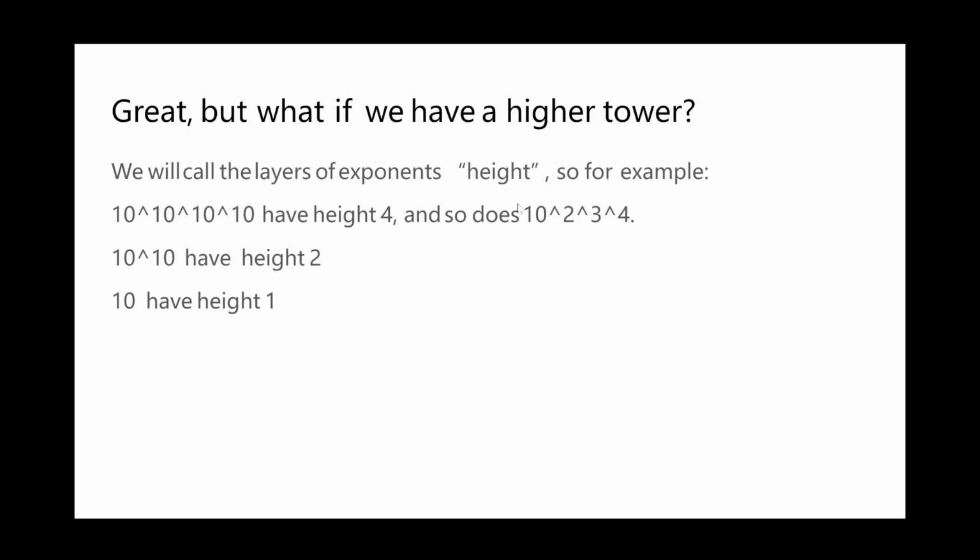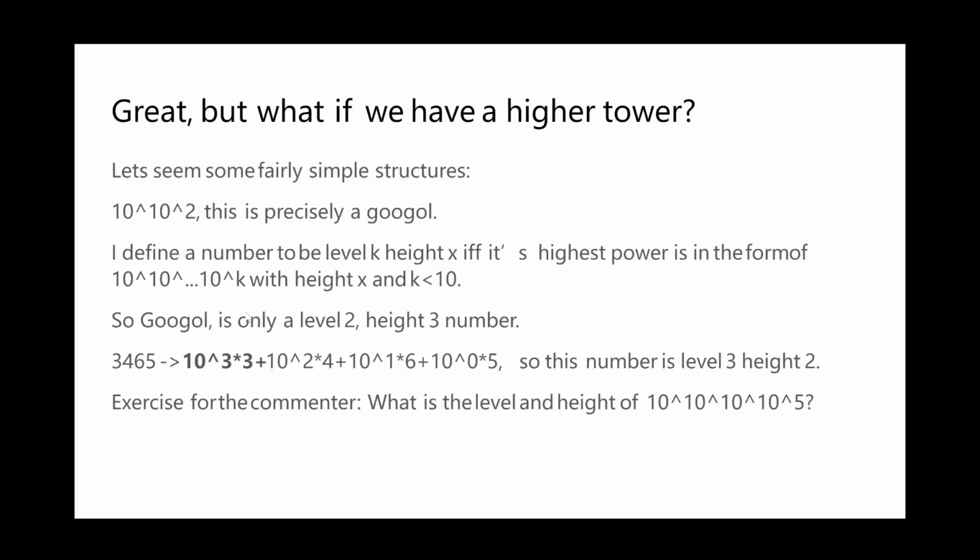But if we write it all in base 10, then I think it will only be height 3, right? And 10 to the 10 has height 2, and 10 has height 1, right? So we can check out some fairly simple structures using this heights description of numbers. 10 to the 10 to the 2, which is a height 3 number, is precisely a googol, because that's 10 to the 10 to the 2, and 10 to the 2 is 100, and 10 to the 100 is a googol.